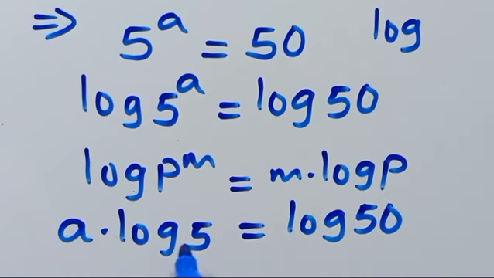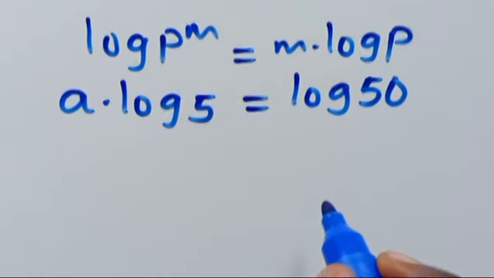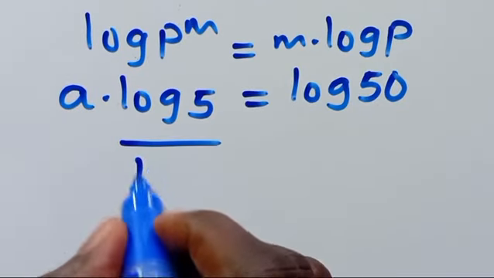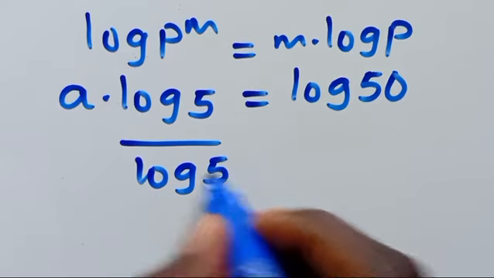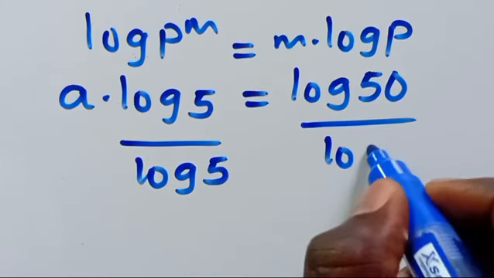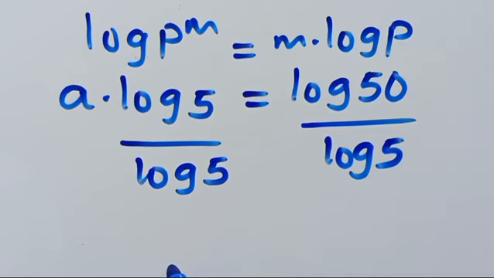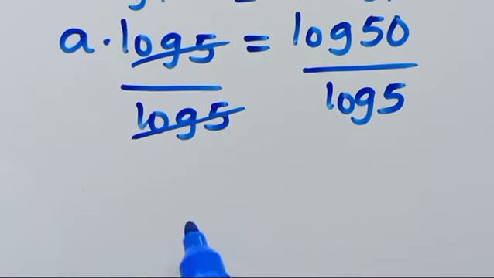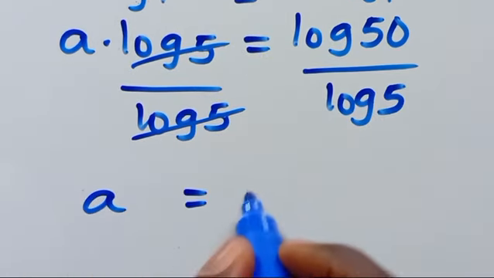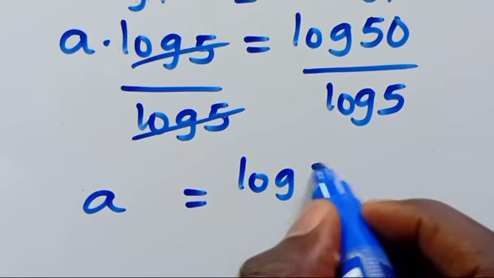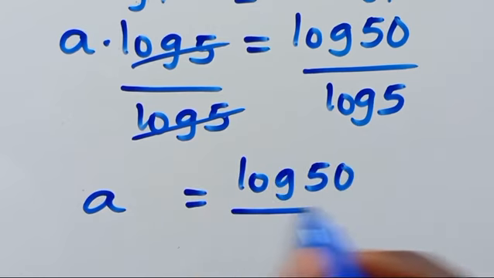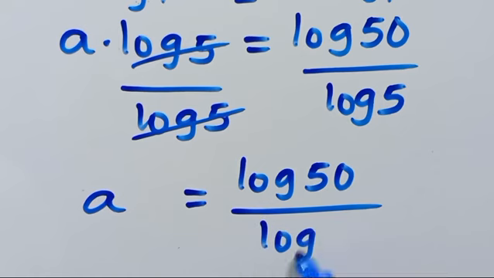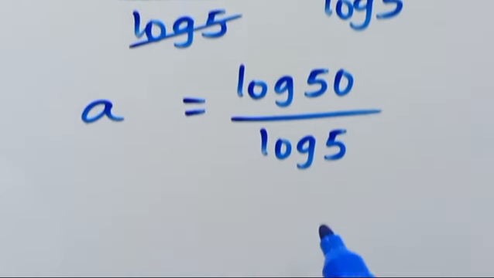So let's divide through by log 5. We are going to have this divided by log 5, this divided by log 5. And so therefore, we cancel out this. We are going to have a equals log 50 divided by log 5.